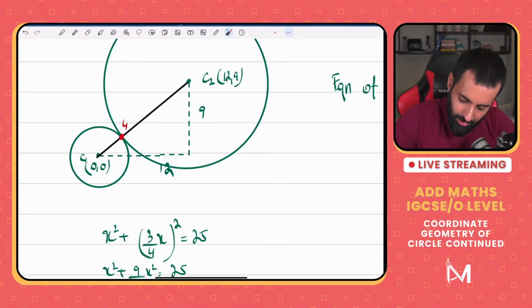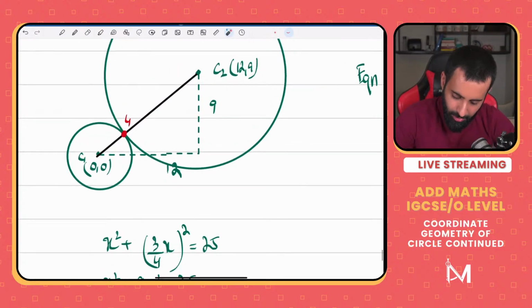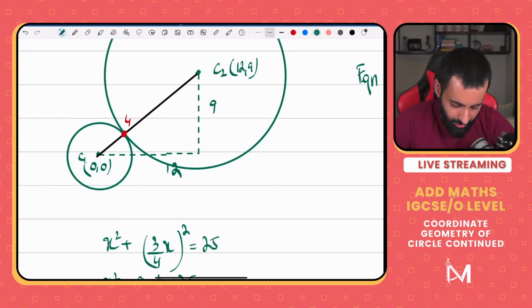So the other concept, like I said, is called similar triangles. Okay. Now we know that the distance across the two centers is 15, and we know that the radius of the small circle is 5 units. Okay, so this is 5.